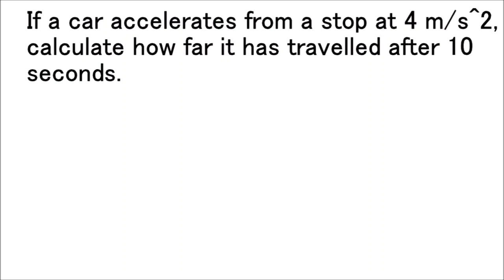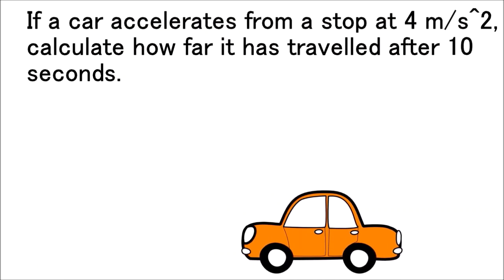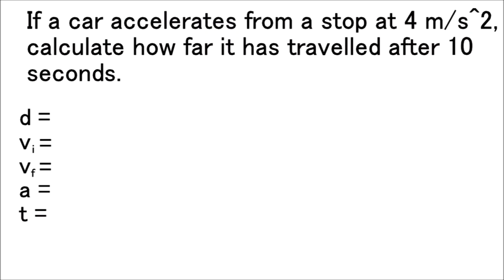Let's tackle a sample problem to show how to solve for an object's displacement. The car accelerates from a stop at 4 meters per second squared. Calculate how far it has traveled after 10 seconds. Let's see what this looks like. Let's see which variables we have and which one we're solving for. Try deciding now where each variable goes.